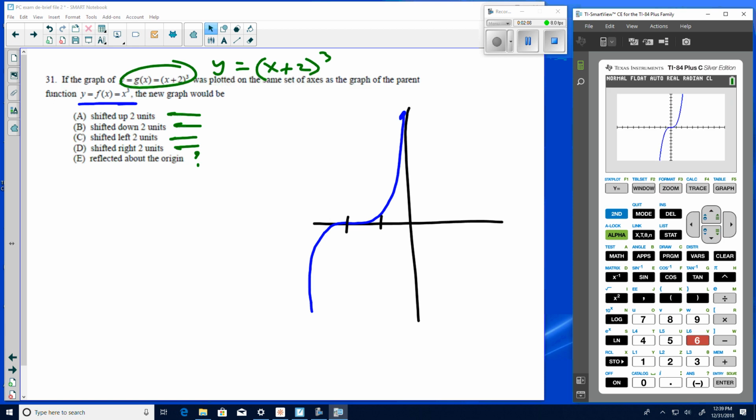If we put in a second function, y equals (x plus 2) cubed, sure enough, we see that it's shifted 2 units to the left. The correct answer is C. Now, you should know basic transformations, up, down, left, right, reflections, and whatnot.